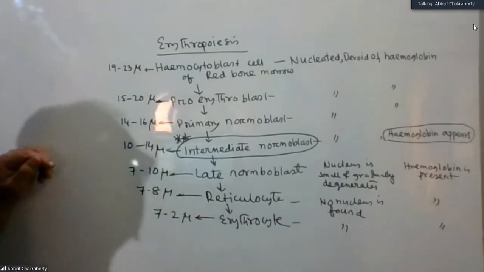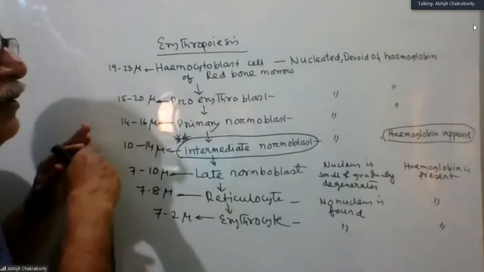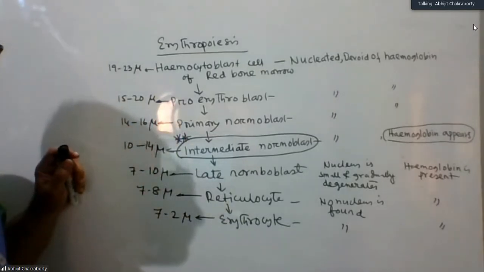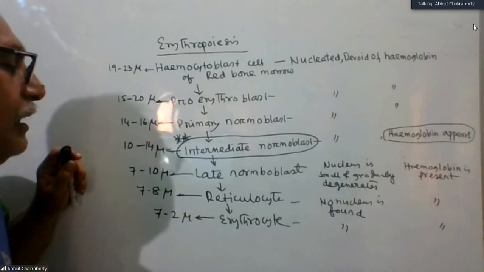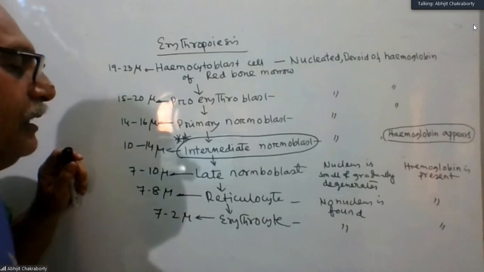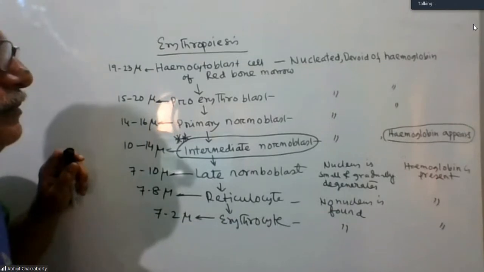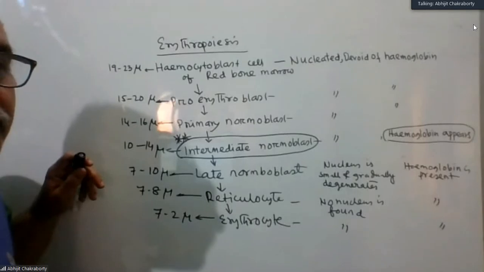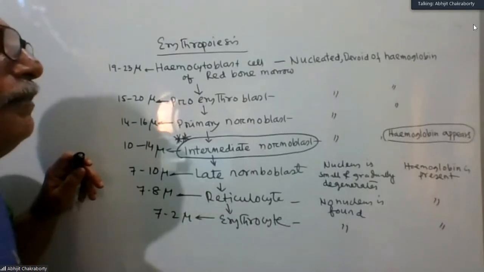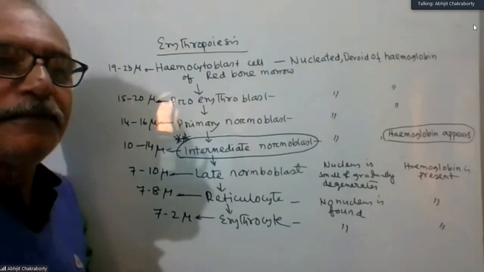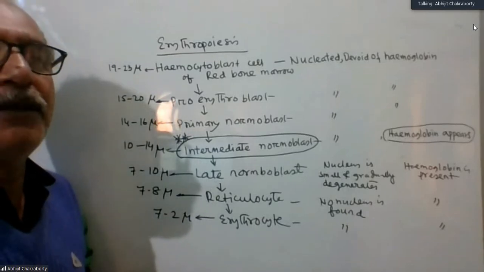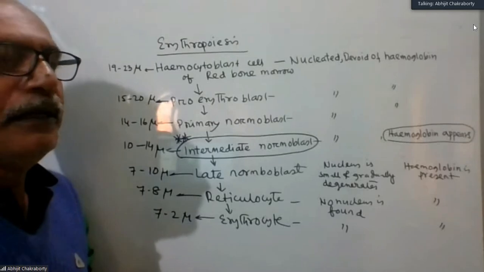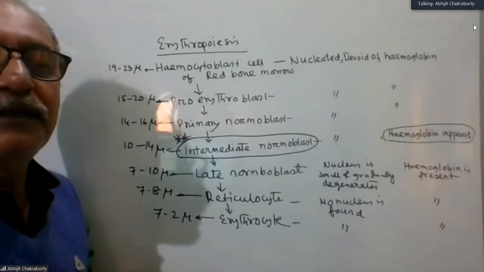For development up to late normoblast, almost 7 days are required. And 2 days are required to form erythrocyte from reticulocyte. During this developmental process, vitamin B12 plays an important role in erythropoiesis. That's why in absence of vitamin B12, pernicious anemia occurs.